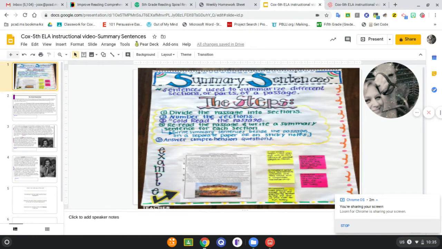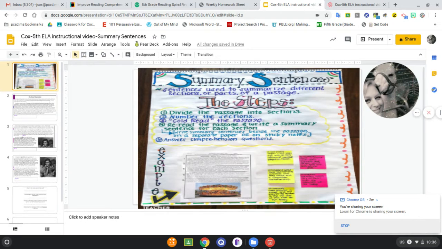So we have talked about doing summary sentences before. We have worked on it. We were working on it before spring break even got out. So this is not a new concept to you, but it is a concept that I really enjoy, and I think it is great and helps us to understand these texts as we're reading them, because the ultimate goal of reading anything is to comprehend or to understand what we're reading, and summary sentences help us to do that.